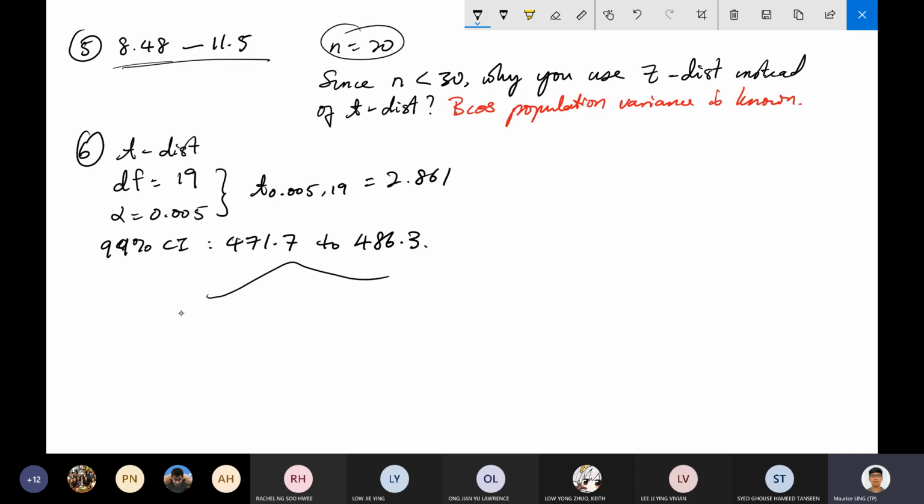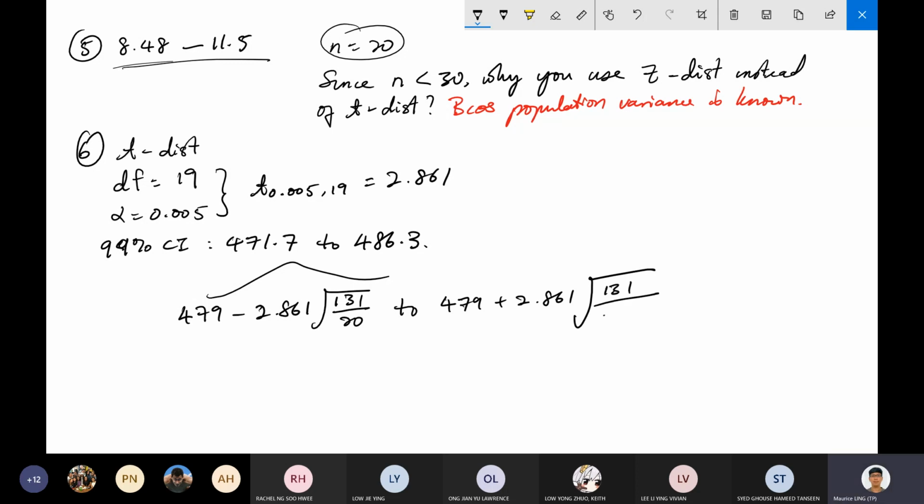You take 479 minus 2.861, and this 131 divided by 20, to 479 plus 2.861, 131 over 20. Okay, correct.